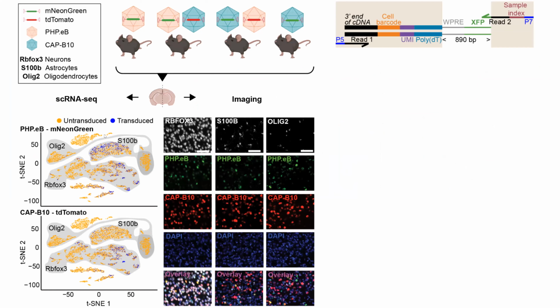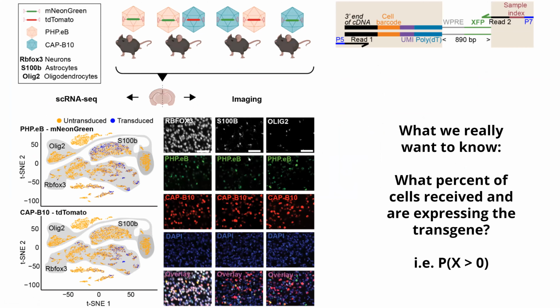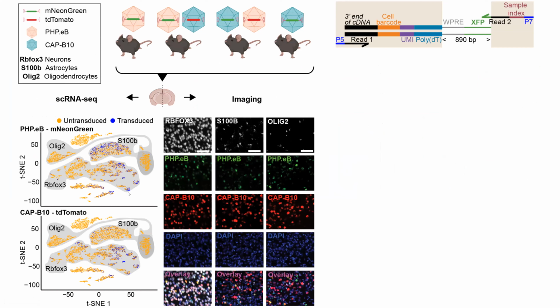So S100 beta refers to astrocytes, and RBFOX3 is a neuron marker. And you can see here, it's just visually striking from the t-SNE itself that there's a lot more bluish in the astrocyte cluster for PHP.eB than there is for CAP-B10. And similarly, there's a lot more blue relative to astrocytes in CAP-B10 for neurons. But how exactly do we quantify this?